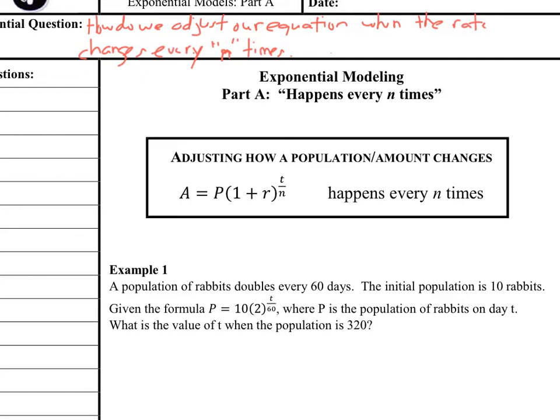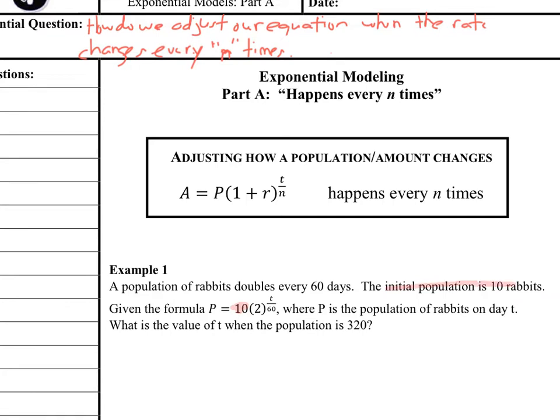The population of rabbits doubles every 60 days. The initial population is 10. Given the formula that we have here, where p is the population of rabbits on day t, what is the value of t when the population is 320? You can see in this first problem, it's very basic. We start off with an initial population of 10. So here is our 10, the initial population.